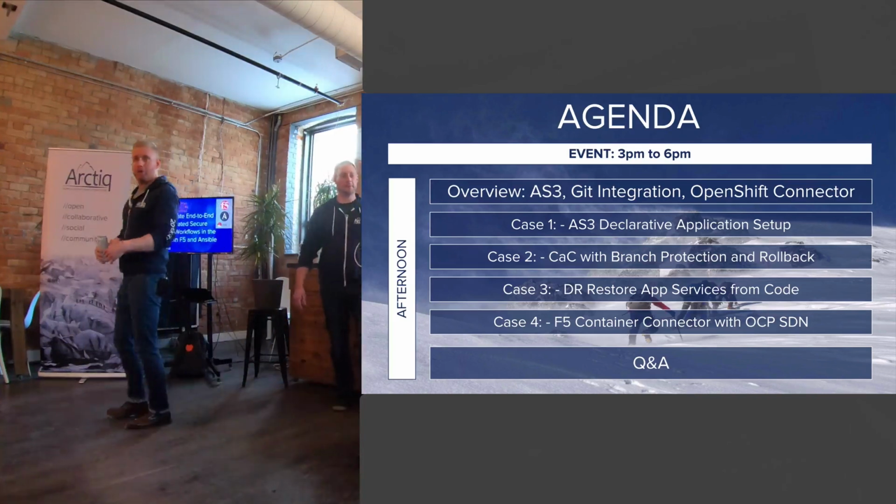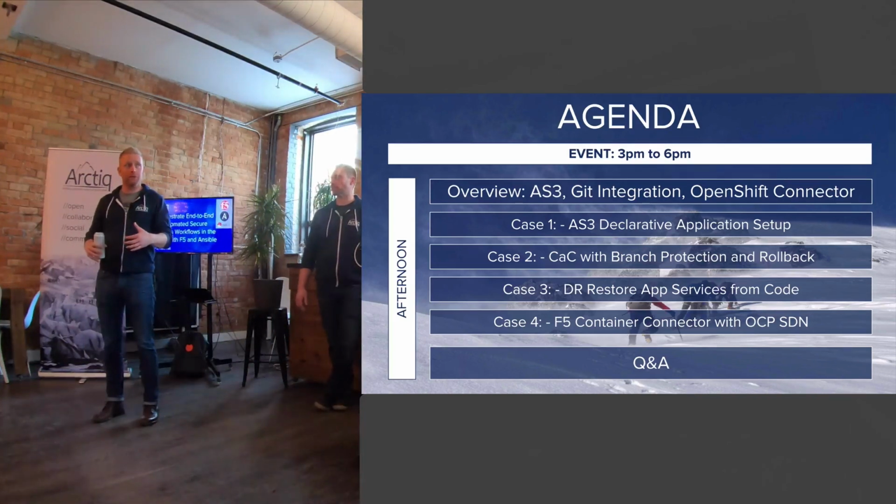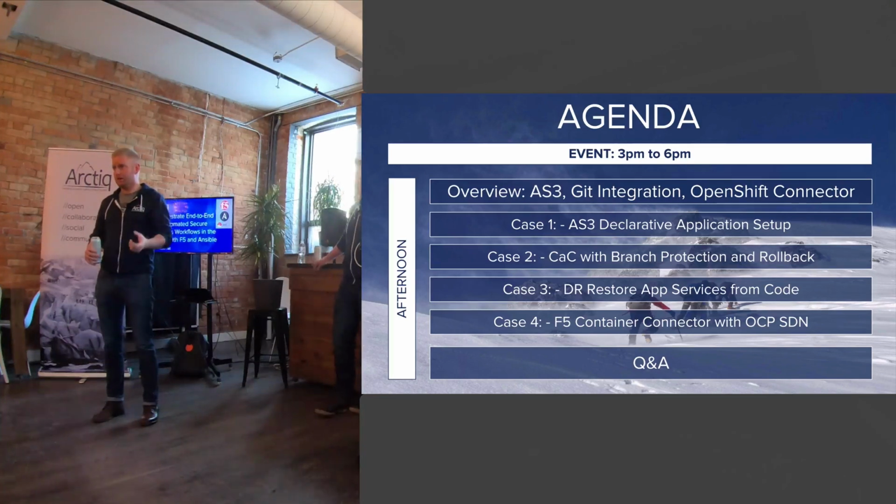Wanted to give you a bit of a high level of the agenda. We're going to do a little bit of overview on some of the tech that we're going to showcase. Some of this is pretty new. I know AS3 for one is brand new, I think. We'll go through how it integrates into Git, integrating that F5 automation workflow into Git and getting comfortable with how it works. And then go through a use case around DR, where this fits in the world of ephemeral builds of things and how that plays in an F5 world.